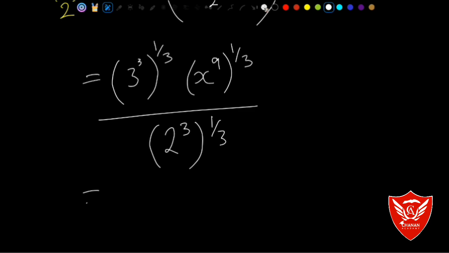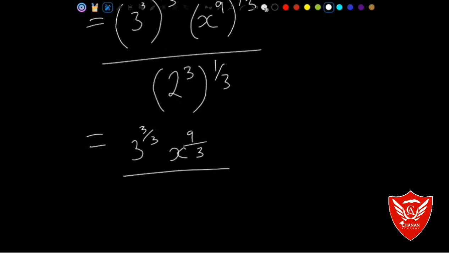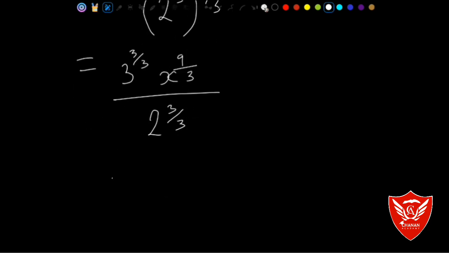Okay, so now we multiply the power. 3 multiplied by 1 over 3, we are going to have 3 over 3, which is going to be 1. 9 multiplied by 1 over 3, we are going to have x raised to the power of 9 over 3, over 2. Now 3 multiplied by 1 over 3, we are still going to have 3 over 3. If we simplify the power, we are going to have 3 raised to the power of 1, which is the same thing as 3, and then x raised to the power of 3 over 2. And this is our answer.